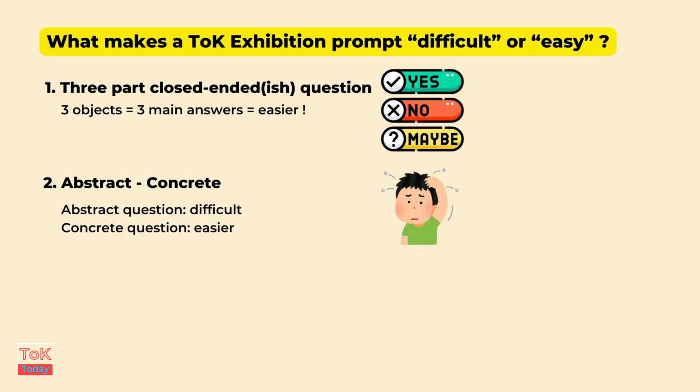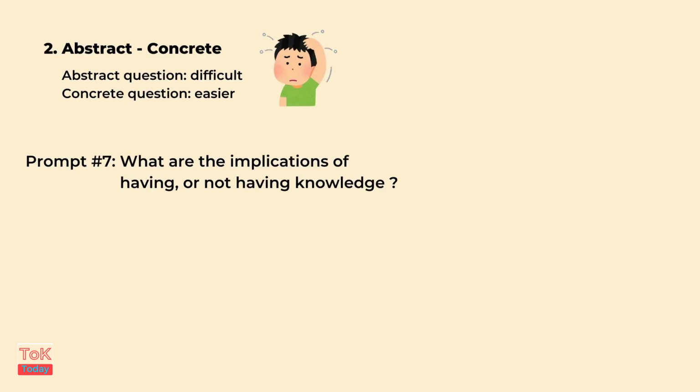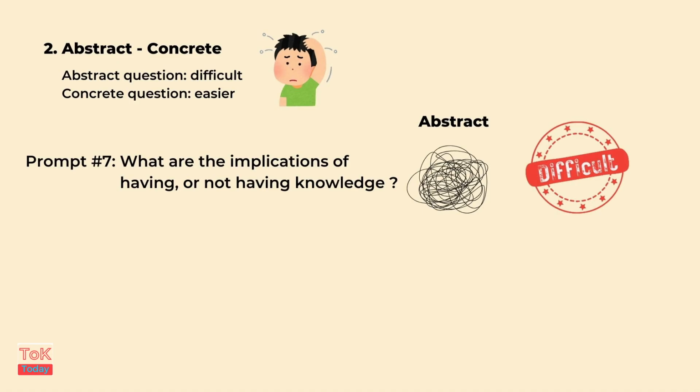The second criteria that I've looked at, I'm going to call abstract to concrete continuum. Some of the prompts ask about very abstract ideas, while some of them ask about more concrete or tangible ideas. I think that generally the more abstract the question, the harder the question is, and the more concrete the question, the easier it is. So, for example, prompt number 7, what are the implications of having or not having knowledge, is a very abstract title, and therefore it's difficult to answer according to this criteria.